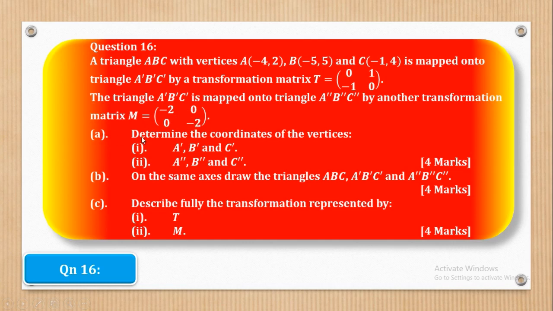Part A, determine the coordinates of the vertices, Roman 1, A prime, B prime, and C prime. Then Roman 2, A double prime, B double prime, and C double prime. So those are 4 marks, I think. Let us first start with part A, Roman 1 and Roman 2.